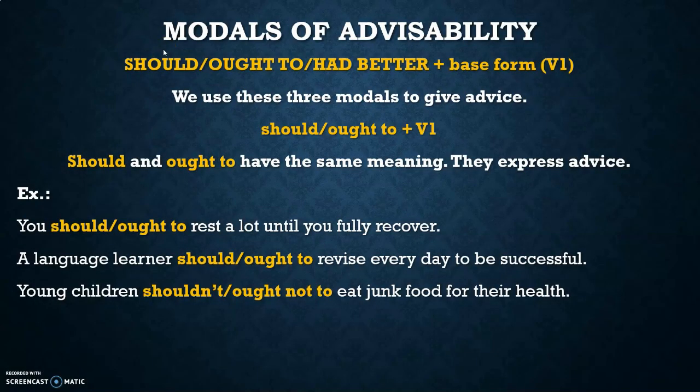The second group of modals in part 2 is modals of advisability. We use 3 main modals to express advice, which are should, ought to, and had better. Let's start with should and ought to. They have the same meaning and express advice. We use the base form of the verb after these modals. Please remember that in negative sentences, not goes between ought and to.